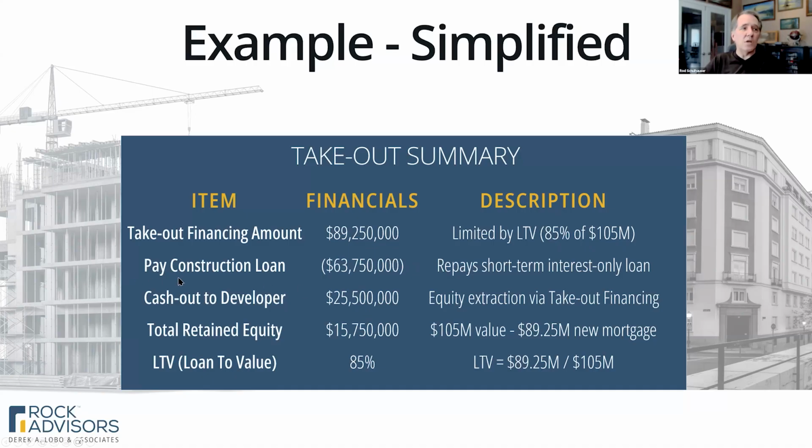And obviously the takeout summary was to pay off that $64 million, just shy of $64 million construction loan, because we want to get rid of that interest loan and those higher taxing terms of the loan.